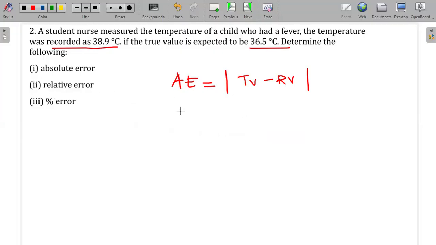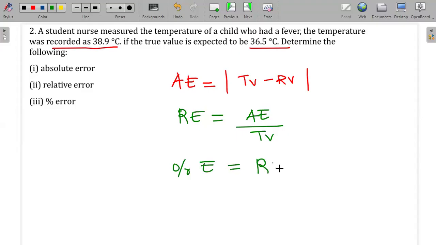Okay, and then we'll talk about the relative error. So the relative error is equal to the absolute value that you find using this formula divided by the true value. This is the formula for the relative error. Then when you come to the percentage error, the percentage error is very simple. You just get your relative error and then you multiply by 100. That's all. Okay, you multiply by 100%. That's the formula for the percent error.